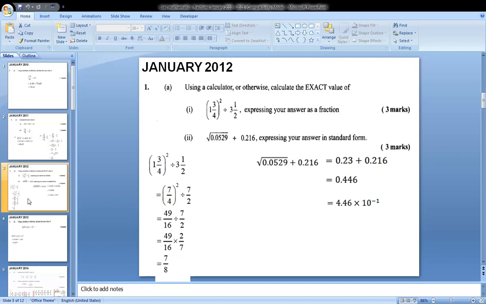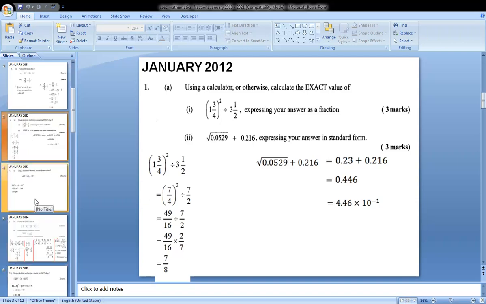Now, the second part of the question asks us to find the square root of 0.0529, and the square root of that is 0.23, and then add 0.216 to that, which gives us 0.446. Now they ask us to express your answer in standard form. So we know that would become 4.46 times 10 raised to the negative 1 power. So that would be your answer.